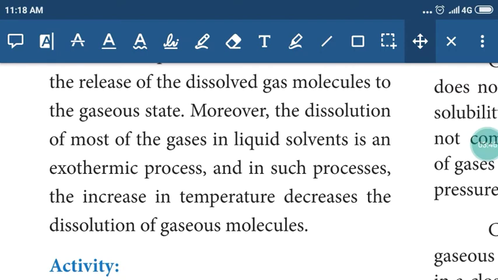So this is about temperature on solubility. How the solubility value is affected by temperature. For solid and liquid, we have already studied yesterday. For gas and liquid, this is the general trend. For a solution prepared by mixing gas in a liquid solvent, solubility decreases with increase of temperature.